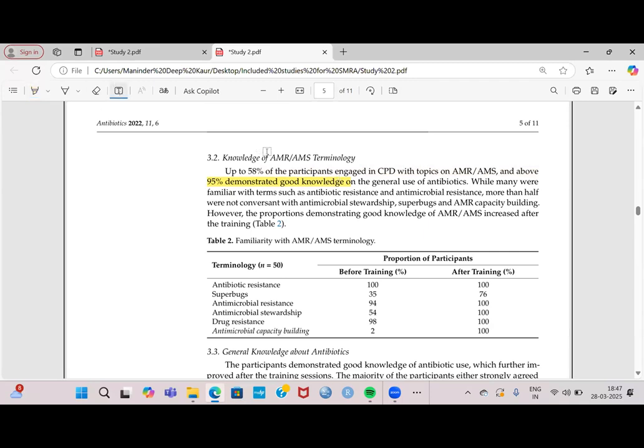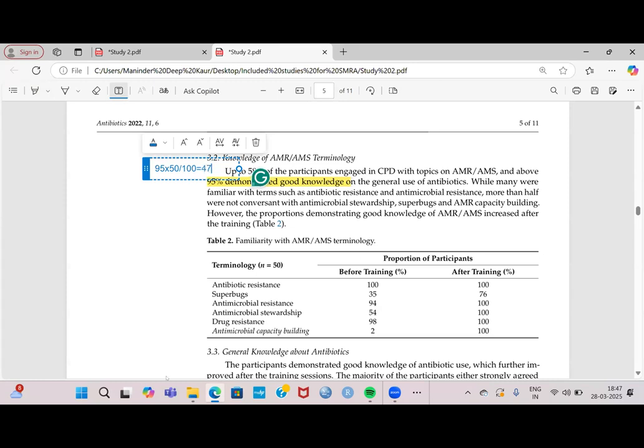So again, I have to convert this. So how will I convert this? 95 into what is my total number of sample size? 50 divided by 100. So I will get around 47. You can calculate also with the calculator. So the prevalence of knowledge in this study is 47.